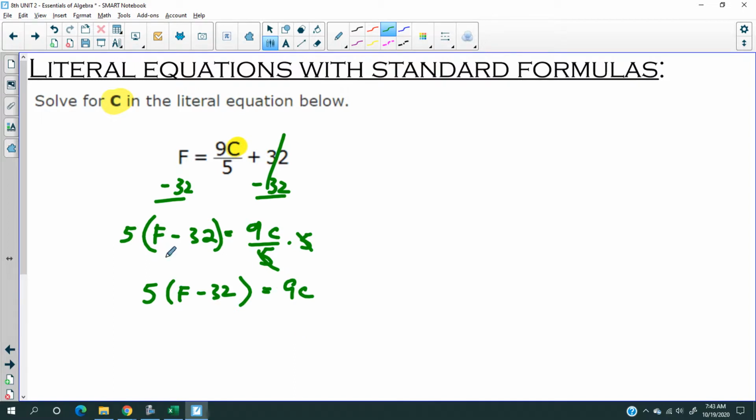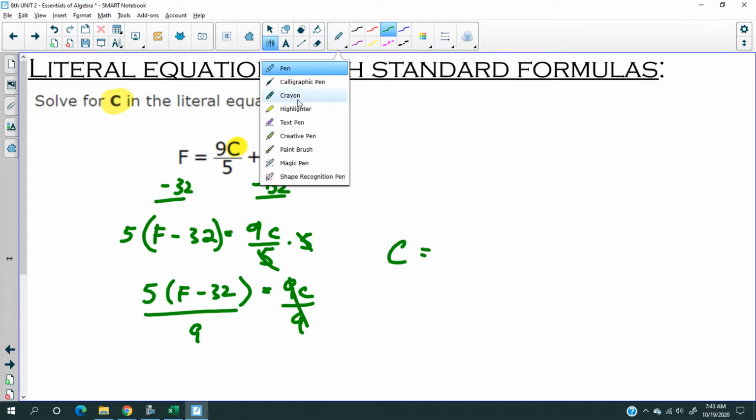Okay, right? So far so good, right? I moved it, canceled out. Last stop, divided both sides by 9. So these cancel out, so there you go. C, right? I got the letter by itself, right? So mission accomplished.